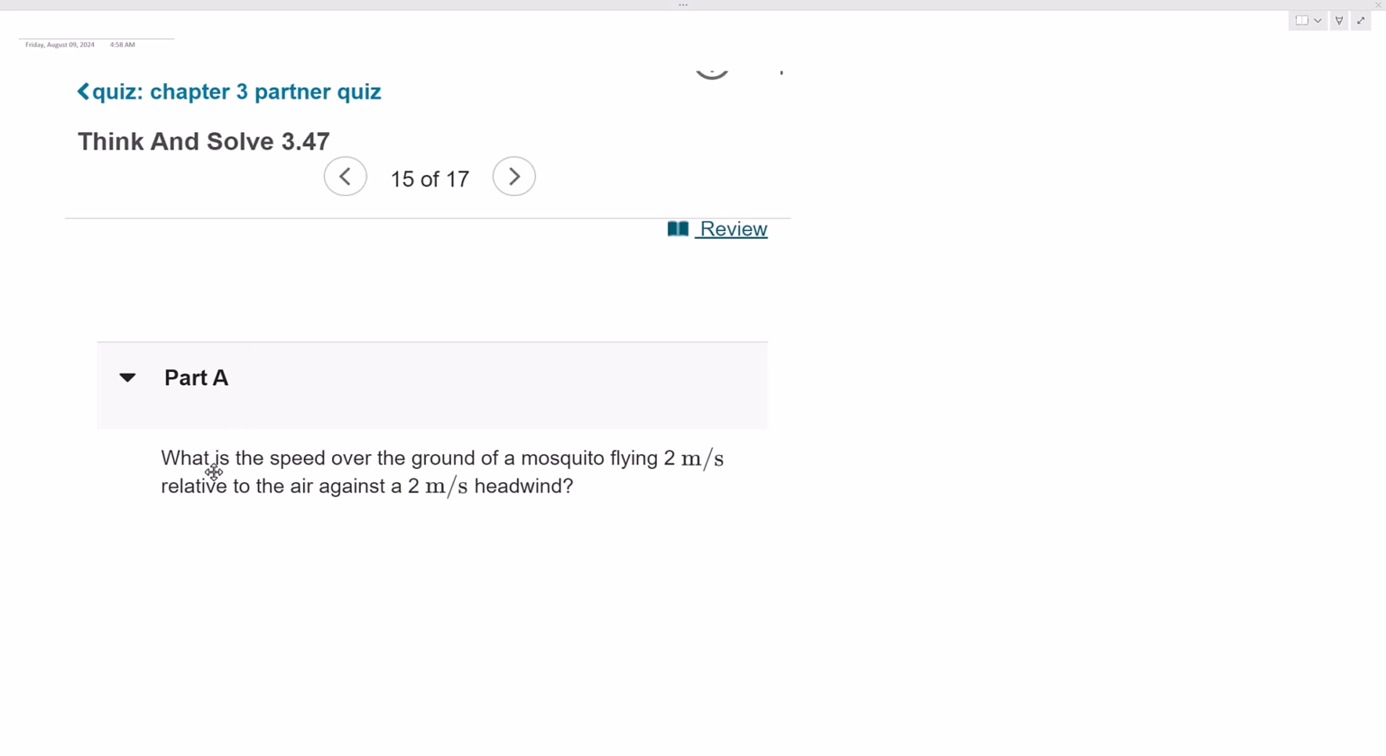It's the same situation. We have a mosquito flying 2 meters per second relative to the air against a 2 meter per second headwind. So just draw the vector that represents the mosquito's velocity, and then draw a second vector that represents the headwind, and you add those two vectors together, and you're going to see the result is 0 meters per second. This is illustrating, again, the vector nature of velocity and how you deal with them.